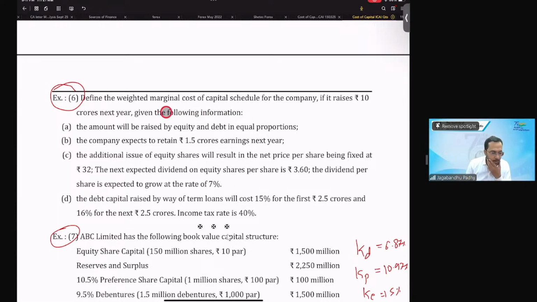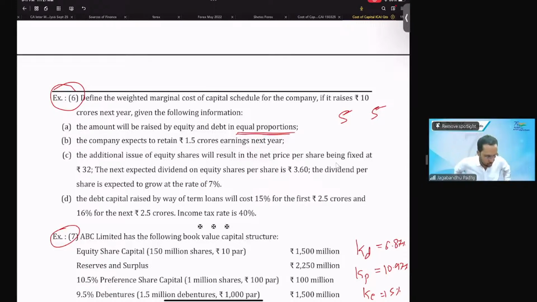We need to define the weighted marginal cost of capital if it raises 10 crores next year. So we need to raise 10 crores next year. How are we going to raise it? We are going to raise it by way of debt and equity, in equal proportion. So out of 10 crores, 5 crore will be debt and 5 crore is going to be equity.